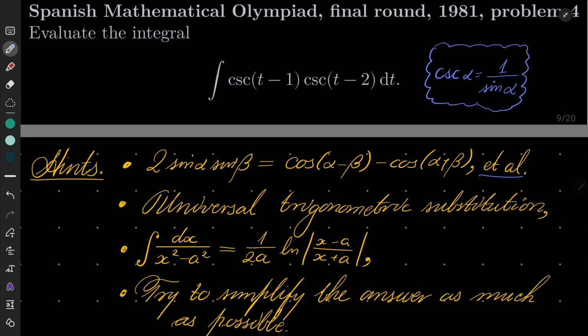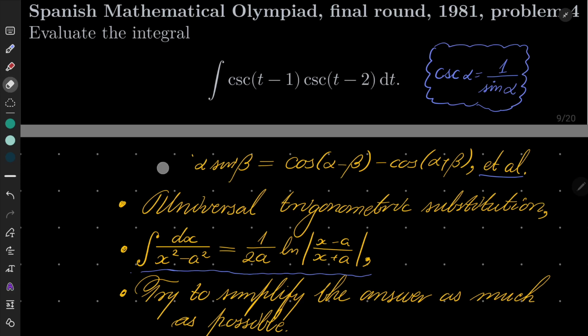Then it might be helpful to remember that the integral of 1 over x squared minus a squared equals 1 over 2a natural log of the absolute value of x minus a over x plus a. And then the final hint: try to simplify your answer as much as possible, because the simpler the answer is, the easier it is to verify by taking the derivative. So give this problem a try and see you in a moment.